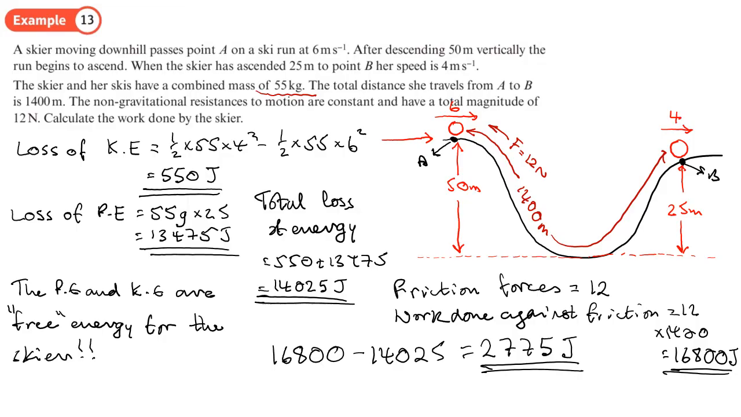16,800. That's the friction that they need to overcome. Which would actually be the work done against friction, wouldn't it? So let's write down work done against friction, which you have to do, and then we subtract the energy we get given for free, potential energy and kinetic energy. So sorry about that, now got it the right way around. And then that gives us this final answer here.